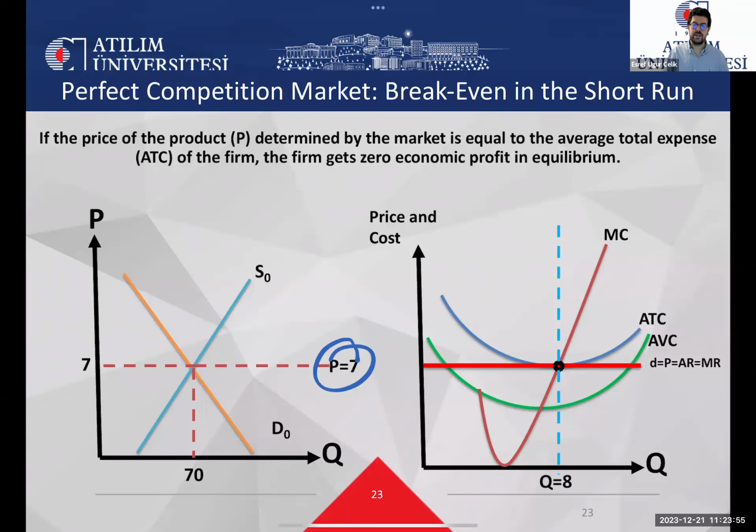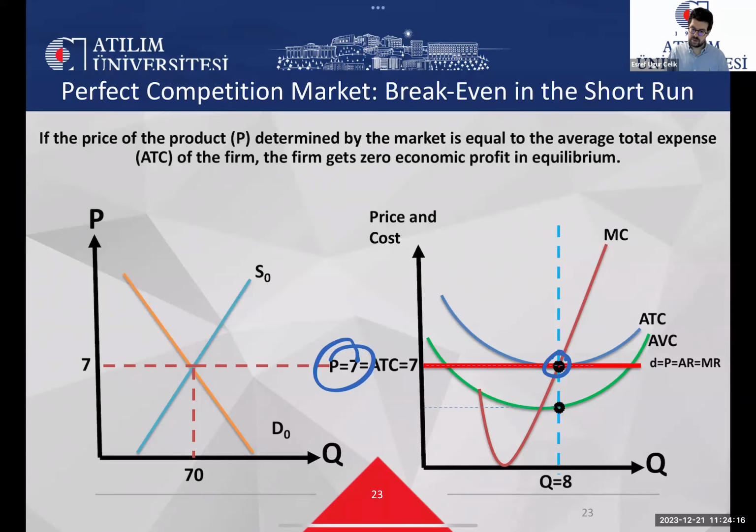Then find the intersection point of the direct line and ATC. Again, that point shows the ATC. What can we see over here? Price equal to average total cost. So at that point, when price is equal to average total cost, profit is equal to 0.